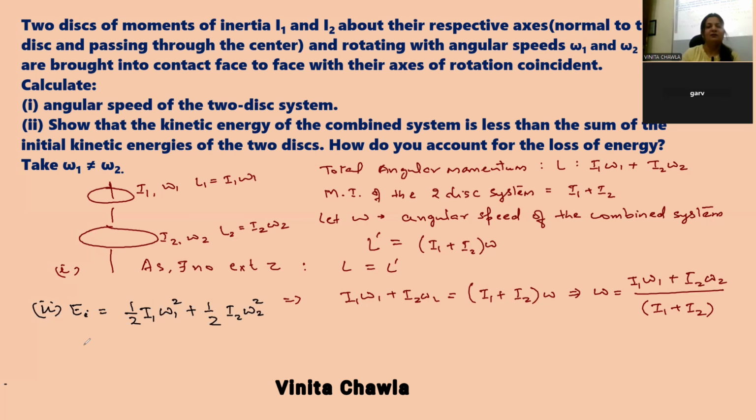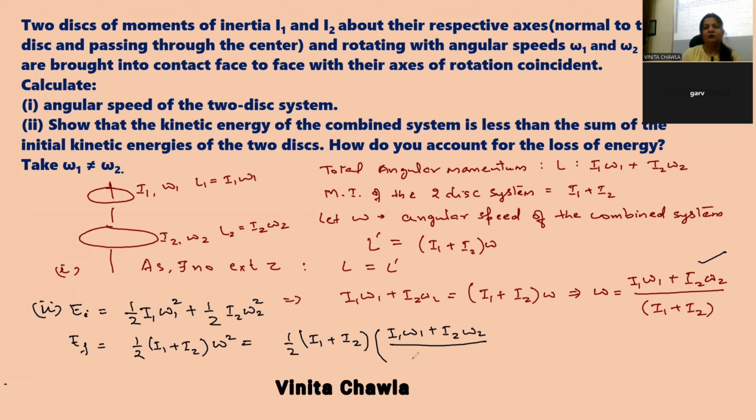In the same way, we can write final kinetic energy as half, moment of inertia of the combined system is I1 plus I2, and angular speed of the combined system is omega square. Now in place of omega, we can write this: half (I1 plus I2) times ((I1 omega 1 plus I2 omega 2) upon (I1 plus I2)) whole square. देखो यहाँ पे in the numerator we have I1 plus I2, in the denominator we have (I1 plus I2) square, so one cancels, and we can write half (I1 omega 1 plus I2 omega 2) square, in the denominator I1 plus I2. So this is the final kinetic energy of the system.